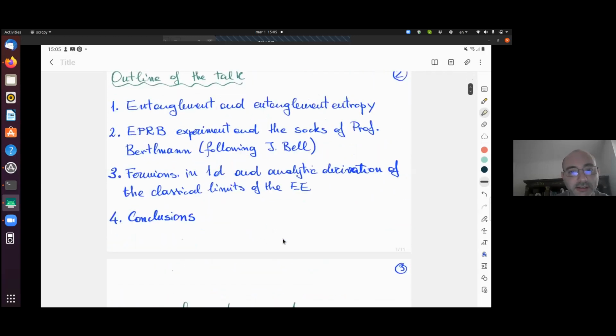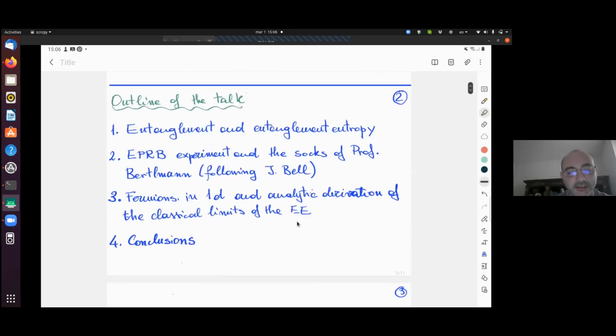Okay, so let me start these very fancy slides. The outline of the talk is the following. I will start lightly by reviewing entanglement and entanglement entropy, with some definitions just to be sure that we are all on the same page. Then I will focus on what I think is the main physical point of this work and of my talk.